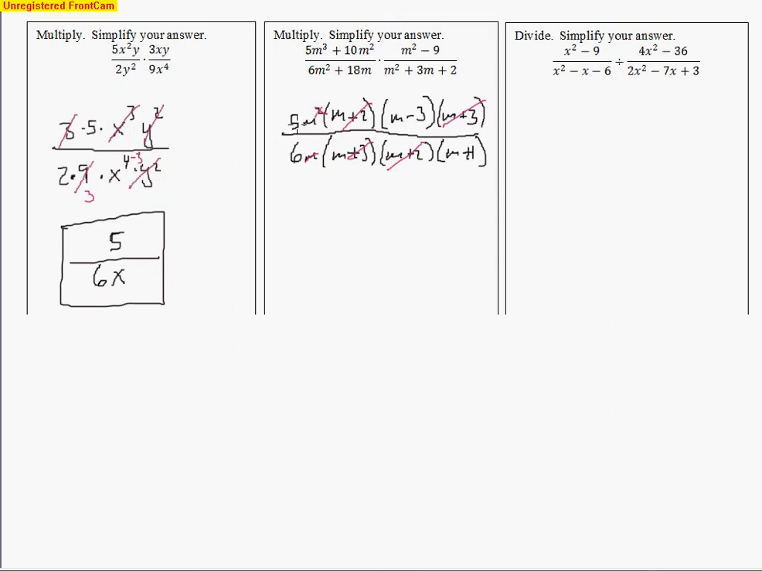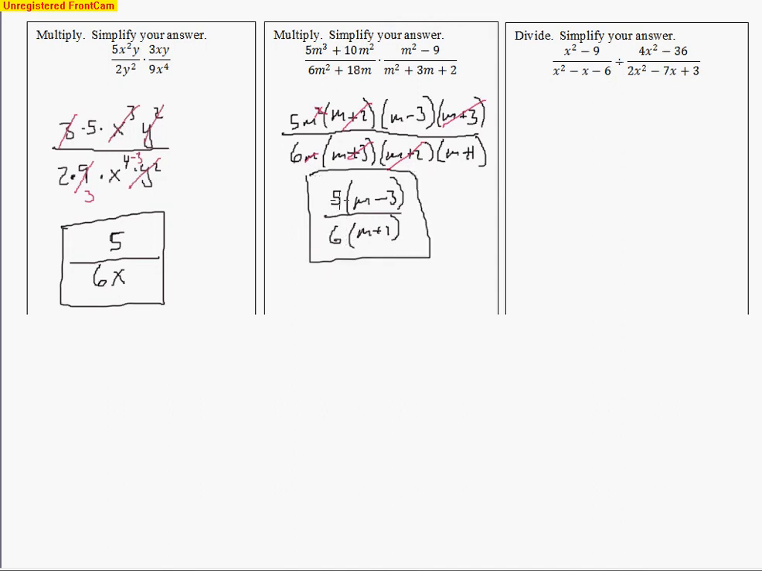So I look to see what's left on top, and I've got a 5 and an m minus 3. Down below I've got the 6 and the m plus 1. It's a common mistake to cancel out the m's, but you can't do it because it's not really m on top, it's 3 less than m, not m on the bottom, it's 1 more than m. And so that's the way I'll leave my answer.